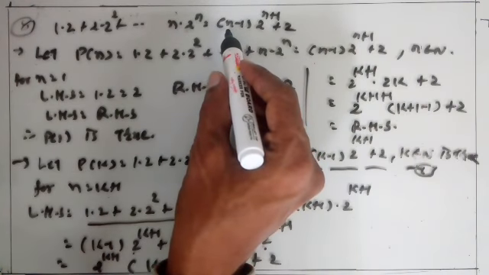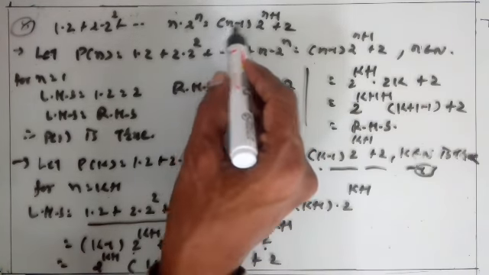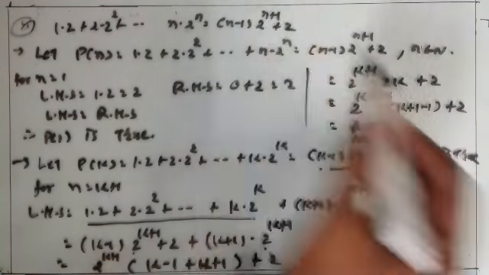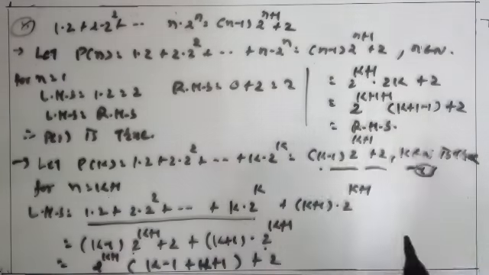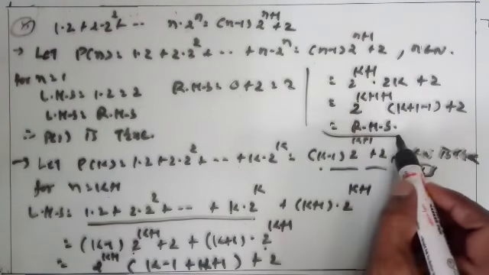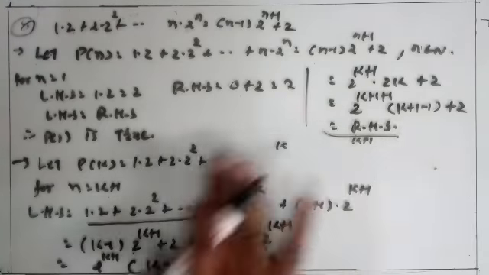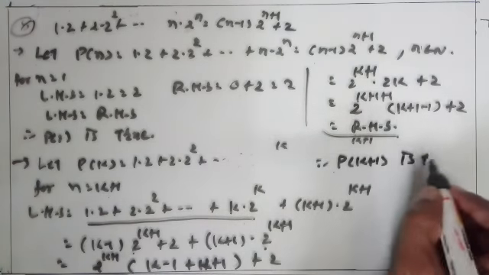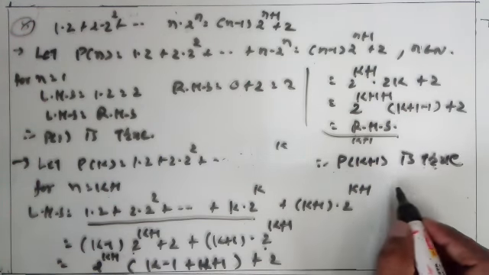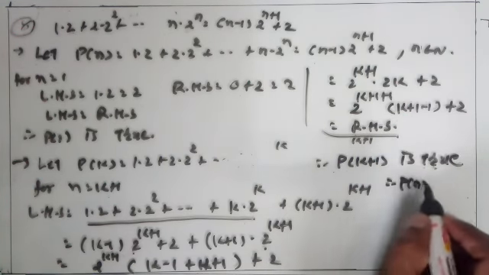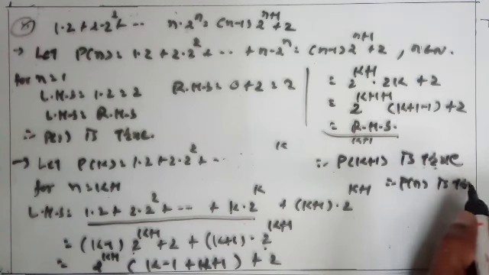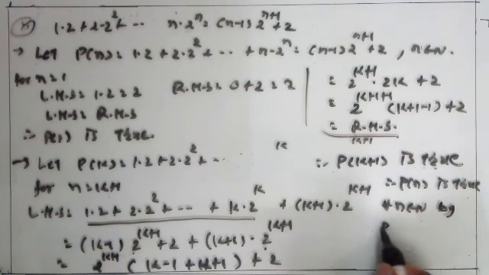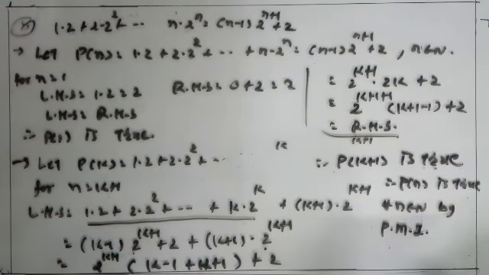for n is equal to k plus 1. Replace n is equal to k plus 1 in this right side part. K plus 1 minus 1 is equal to these terms. 2 raised to k plus 1 plus 1, these terms, plus 2. So this is the right hand side. Clear this? Therefore Pk plus 1 is true. Clear? So Pn is true for all n belongs to N by principle of mathematical induction, PMI.